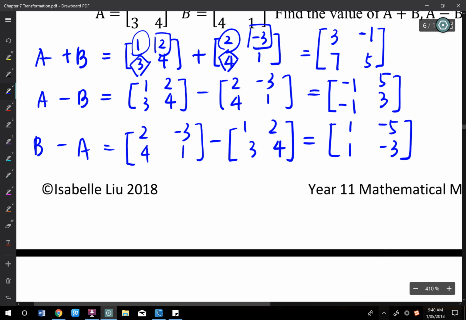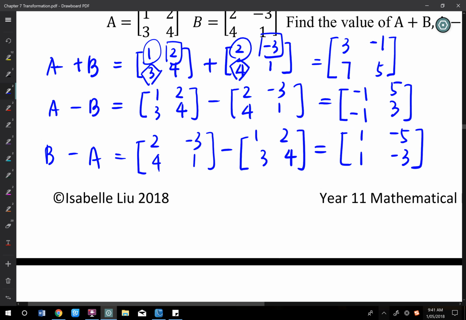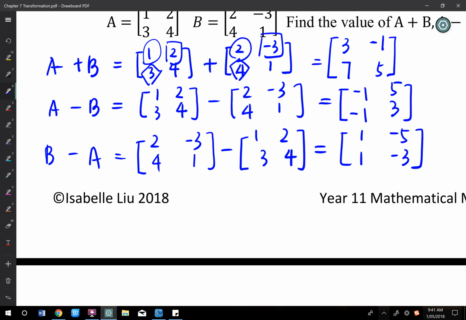When you finish, you can have a look at the answer. You should easily get this. The number at the same corresponding position will be added or subtracted according to the requirement, and you still write the number at the same spot. And you can see A minus B and B minus A, what's the relationship? You just negate every single number, like 1, 1, -5, -3.